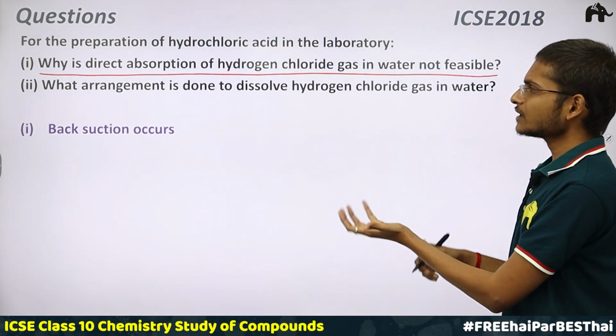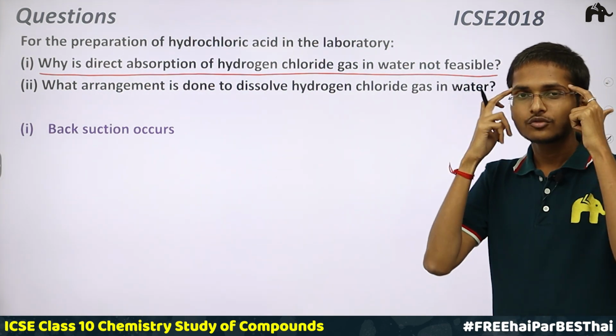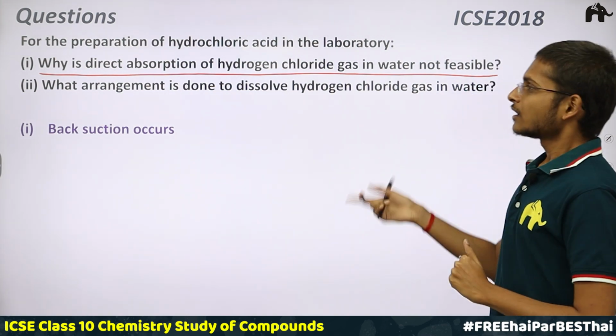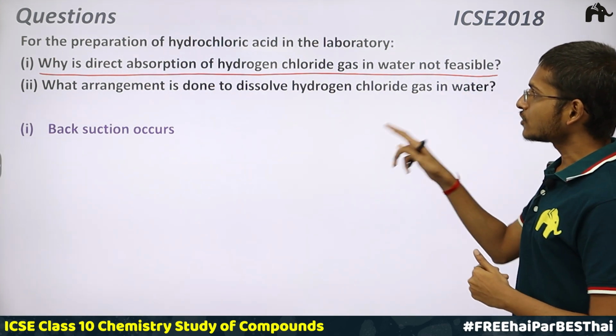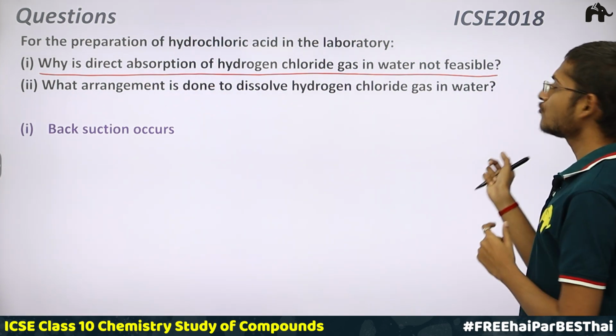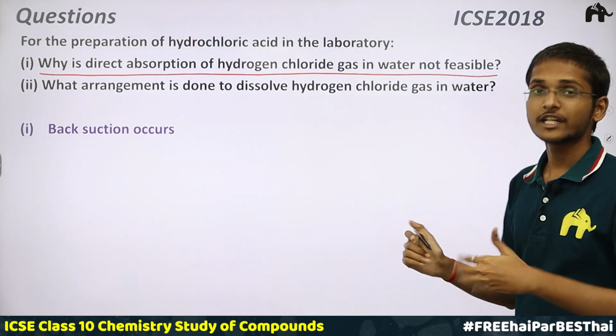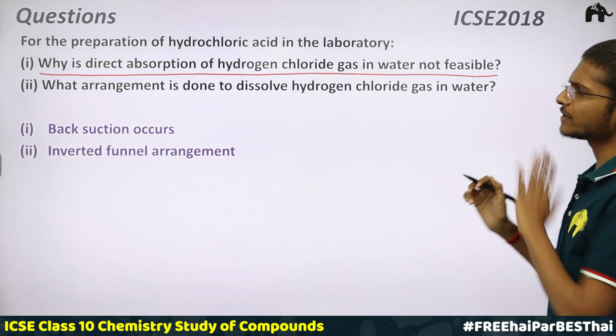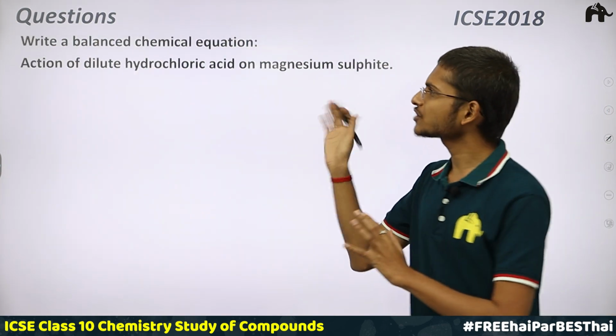Now, in order to write the answer, you need to have conceptual clarity. Then you can just simply write the answers. Second, what arrangement is done to dissolve hydrogen chloride gas in water? Which arrangement do we use? Inverted funnel arrangement. As simple as that. Just one word answers and your job is done. Okay, moving to the next question.